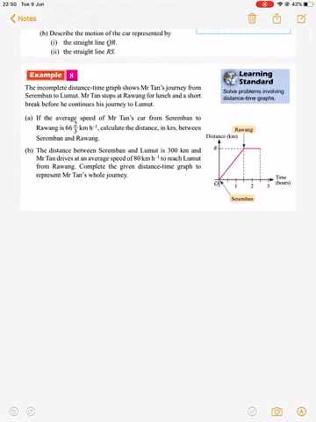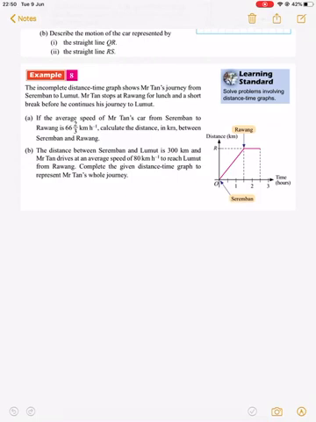We are going to finish our last subtopic for this distance time graph. How do we solve problems involving distance time graph? So I chose example 8 from the textbook. Here we have the graph.